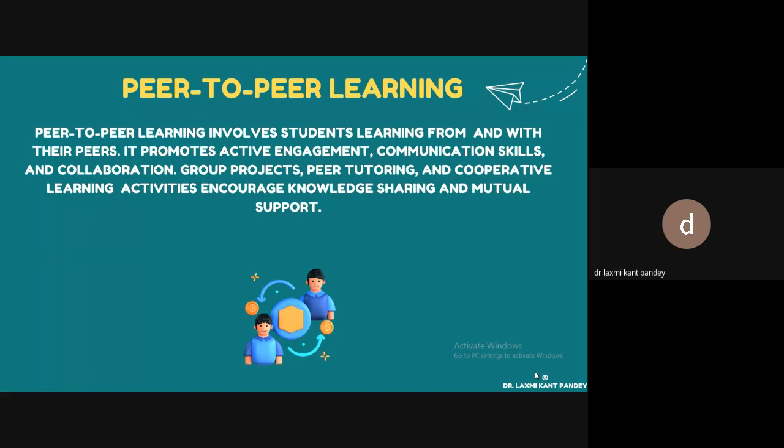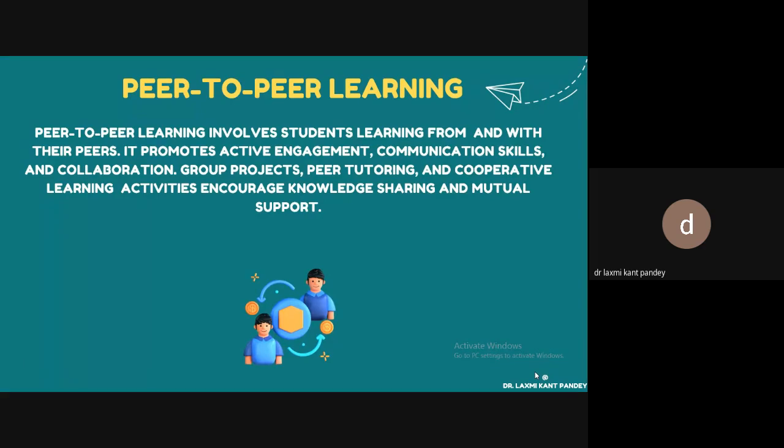Because if you tell a student to explain a particular topic to another student, what will happen? If a student is given a task to explain any topic to his colleague, he will go and understand that topic in depth, in a proper manner. Only then can he explain the topic to the next one. So peer-to-peer learning is a very important method.